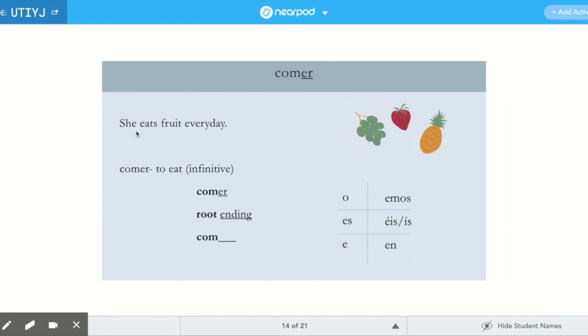So let's practice this. She eats fruit every day. So our infinitive for to eat is comer. How do we conjugate that? Well, we keep the root of the verb, but we drop the ending. So now we need to decide, okay, who's the subject of our sentence? Which ending should we use? I'll give you a second to think about that. The subject of our sentence is she, o en español, ella. That is the person who is doing the verb. So now we need to think, okay, which one of these endings goes with the subject pronoun ella?